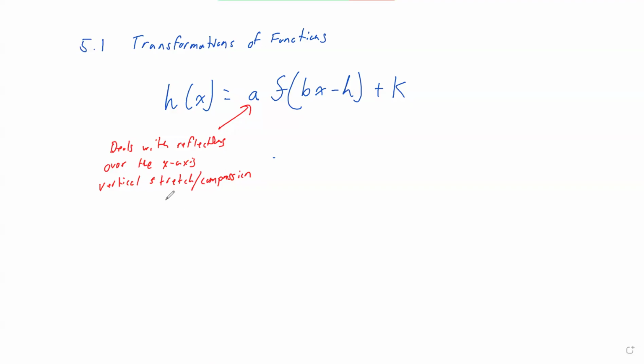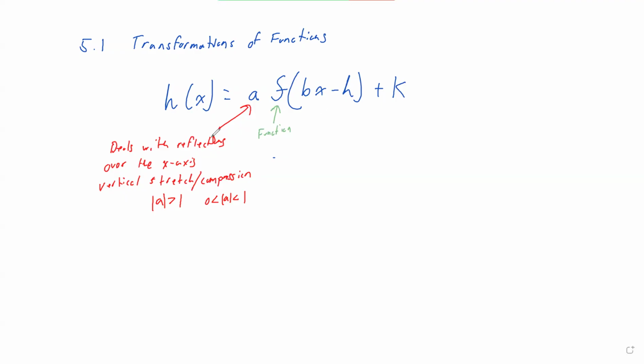All right, and so then if A is greater than 1, technically the absolute value of A is greater than 1, it will be a stretch. And if A is between 0 and 1, it will be a compression, vertical compression. This right here just represents whatever the function is. So this could be a quadratic, could be a radical, could be a rational function. It doesn't really matter. It's whatever the function is.